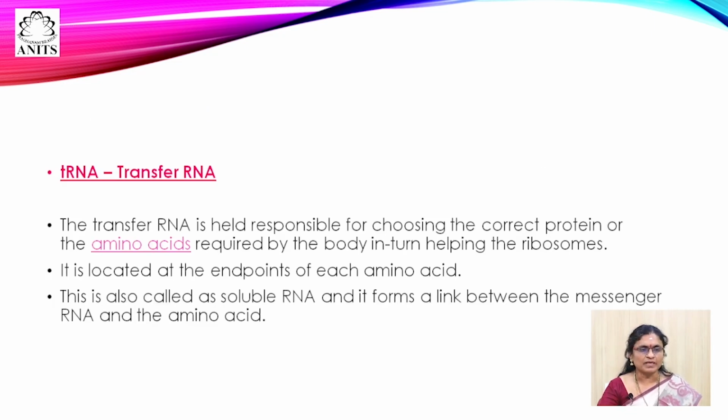Transfer RNA. This is responsible for choosing the correct protein or the amino acids required by the body, in turn which helps the ribosomes. It is located at the end points of all the amino acids. This is also called as soluble RNA, and it forms a link between the messenger RNA and the amino acid.